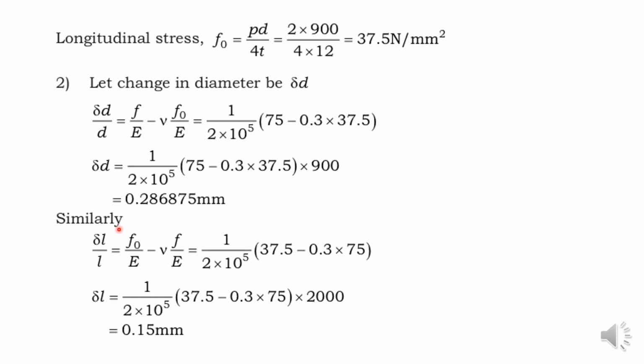Similarly, delta L divided by L. Okay, so reverse the equation, that is here we have to consider the longitudinal stress divided by E minus mu into hoop stress. Let's take Young's modulus outside, that into 37.5, which is the longitudinal stress, minus mu into hoop stress. So you will obtain delta L is equal to this value into L. So you will get delta L equal to 0.15 mm. So you got the values for change in diameter and also for change in length.